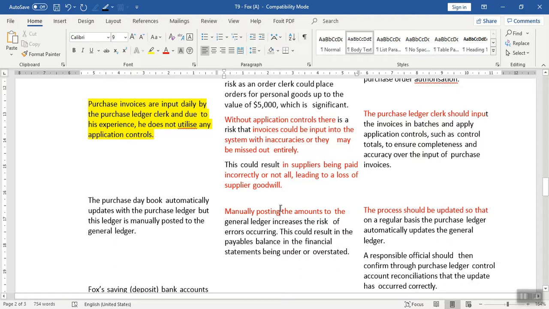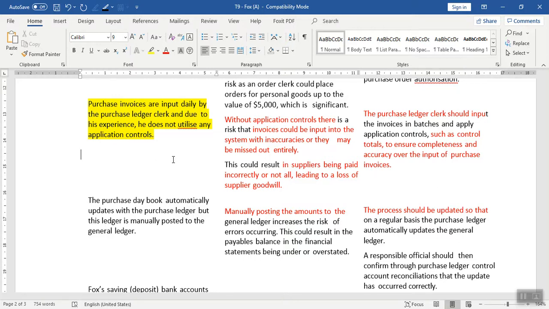Can you see? The purchase ledger clerk should input the invoices in batches and apply application controls, such as control totals. The recommendation is from management, not the auditor. You sum up the total, and it ensures the completeness and accuracy of the input of the purchase invoices. Then you get 1 mark here. Actually it's very easy. They say they never utilize application control, so you recommend that they should utilize it. Then when they utilize it, they can achieve completeness and make sure the internal control is strong. Not that difficult.